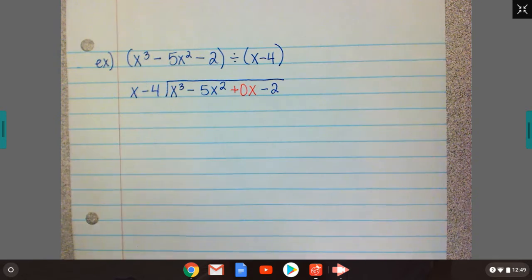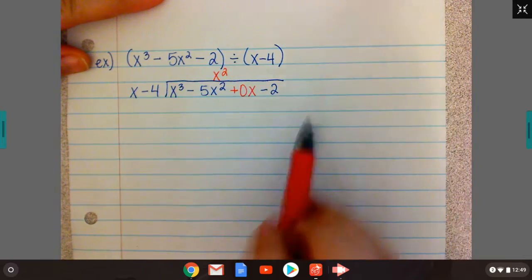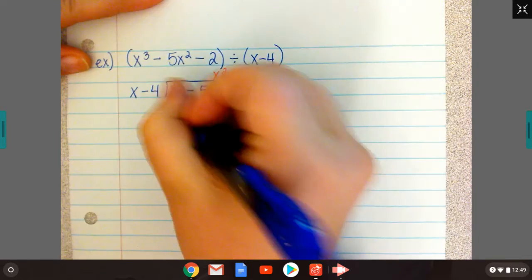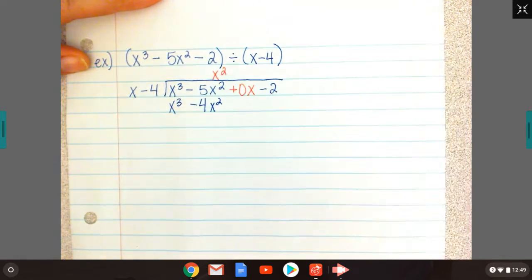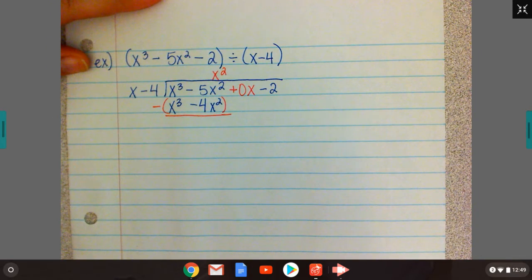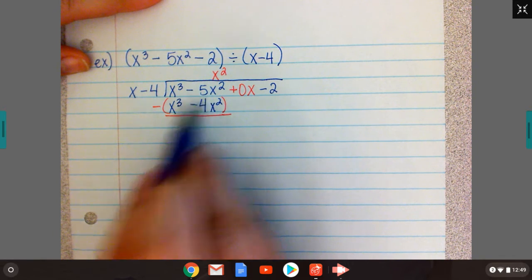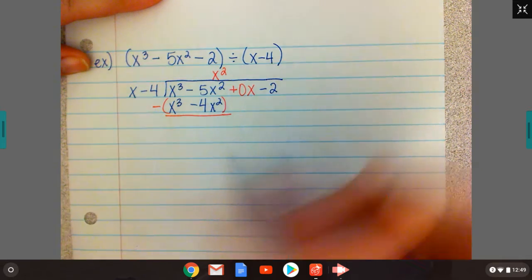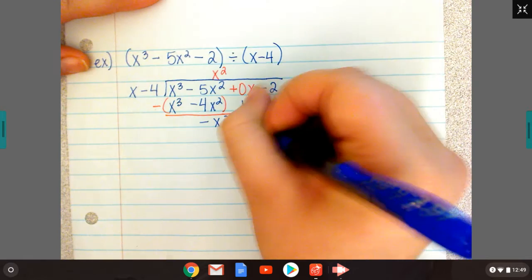So let's go ahead and jump into this problem. Other than that wrench I threw in there, it is the same as all the other ones. We've got x times what is x cubed? It's x squared, so I'll put it above that term. X squared times x is x cubed. X squared times negative 4 is negative 4x squared. I can subtract off that whole piece. X cubed minus x cubed goes away. Negative 5x squared minus negative 4x squared is just negative x squared. I can drop down my 0x.